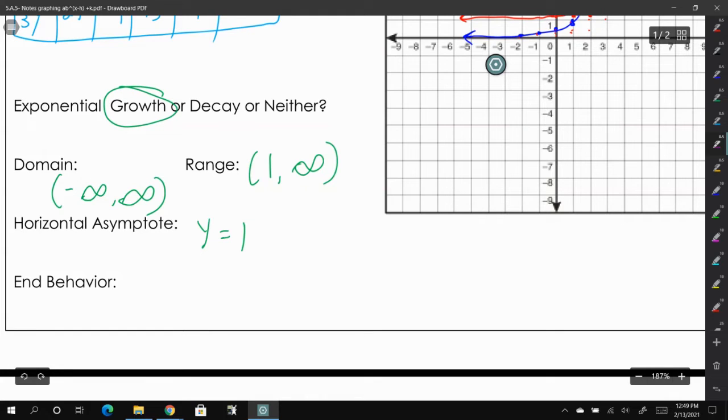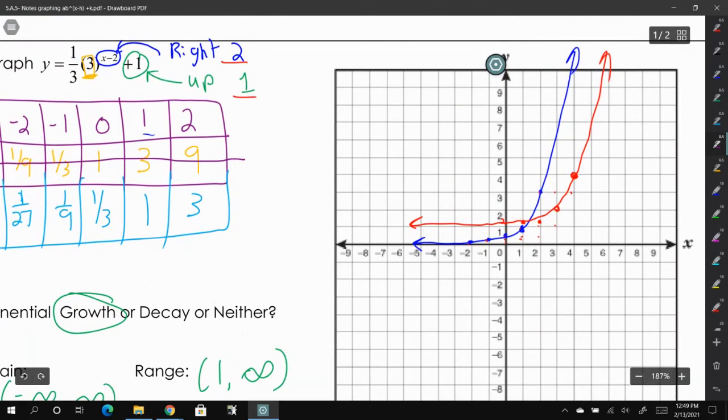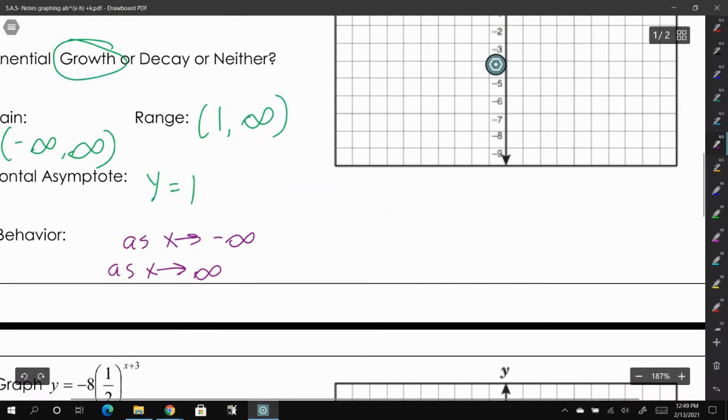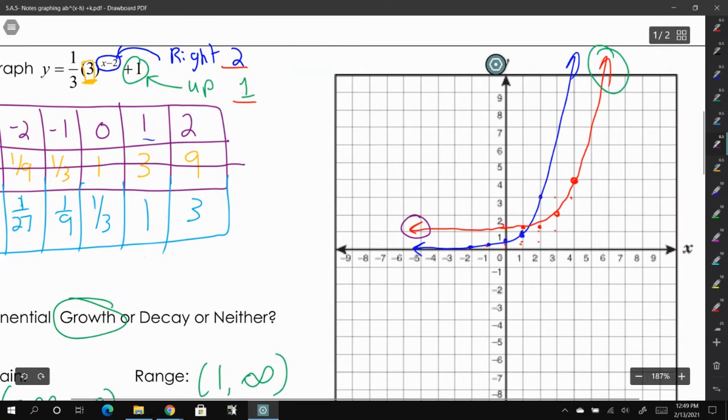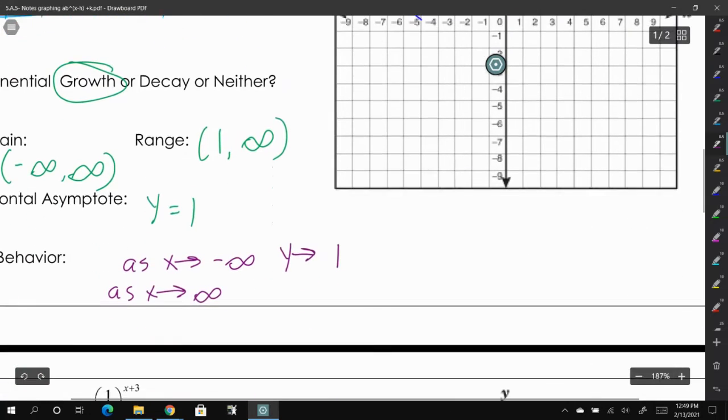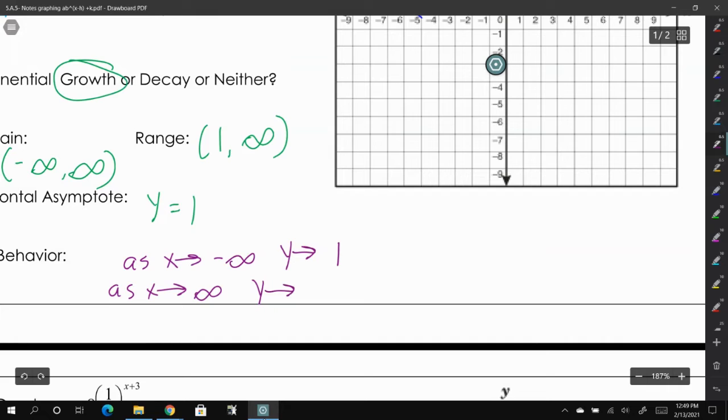And your end behavior: as x approaches -infinity, that's for the left side, and as x approaches positive infinity, that's for the right side. If you look at that red graph, the right side's going up. The left side is approaching our asymptote. So as x approaches negative infinity, y approaches 1. And as x approaches positive infinity, that right side is going up, towards positive infinity.